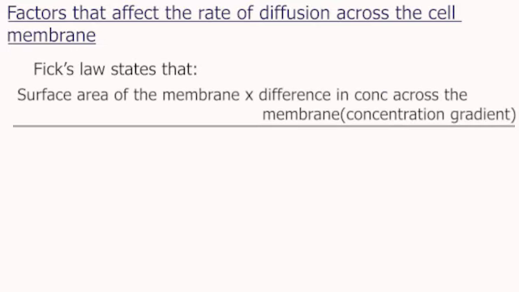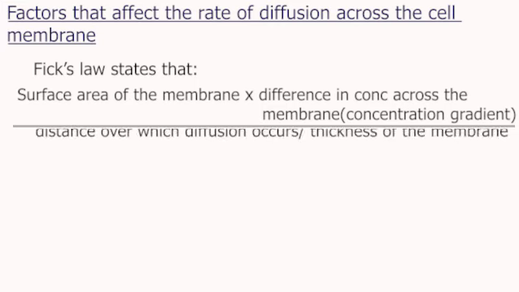Now, the factors that affect the rate of diffusion across the cell membrane are summarized by what is known as Fick's law. The first law states that the rate of diffusion is directly proportional to the surface area of the membrane. So the greater the surface area of the membrane through which diffusion takes place, the greater the rate of diffusion. The second states that the rate of diffusion is directly proportional to the difference in concentration, or the concentration gradient, across the membrane. That basically means that the steeper the concentration gradient, the faster the rate of diffusion.